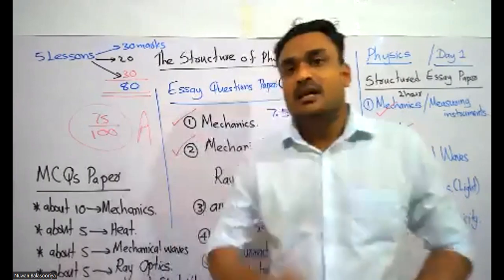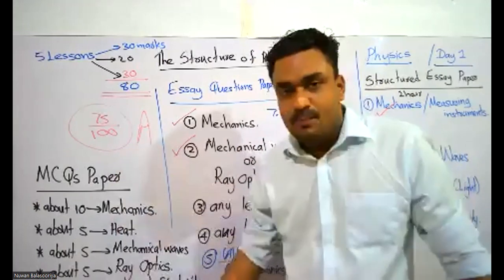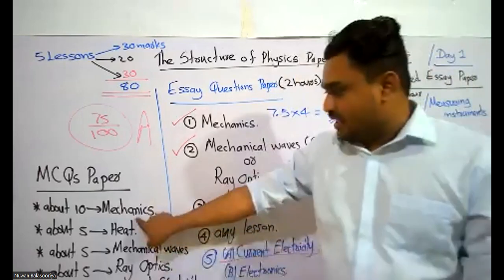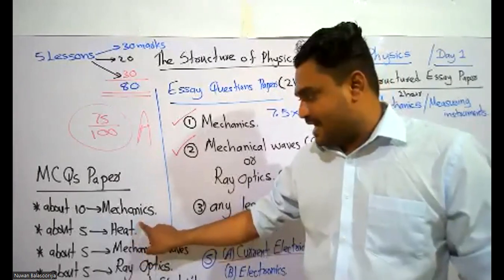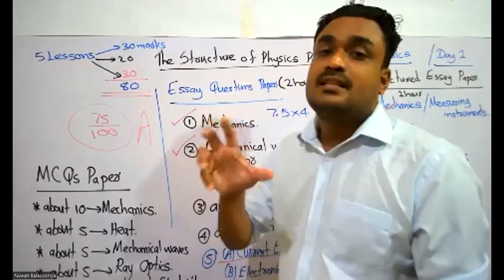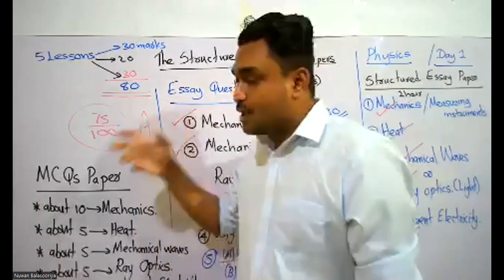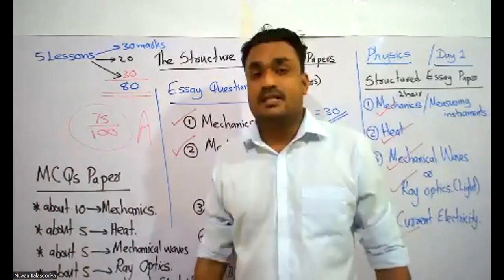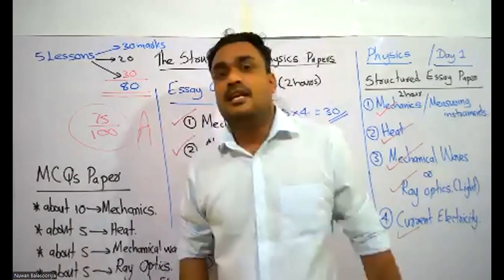So what are the major lessons in the physics syllabus? Mechanics, heat, mechanical waves, ray optics, current electricity. Very good. So the first thing is identifying the most important lessons. Then you should give more time to those 5 lessons. You should do more questions, more sums for those 5 lessons. That is the understanding that you want.